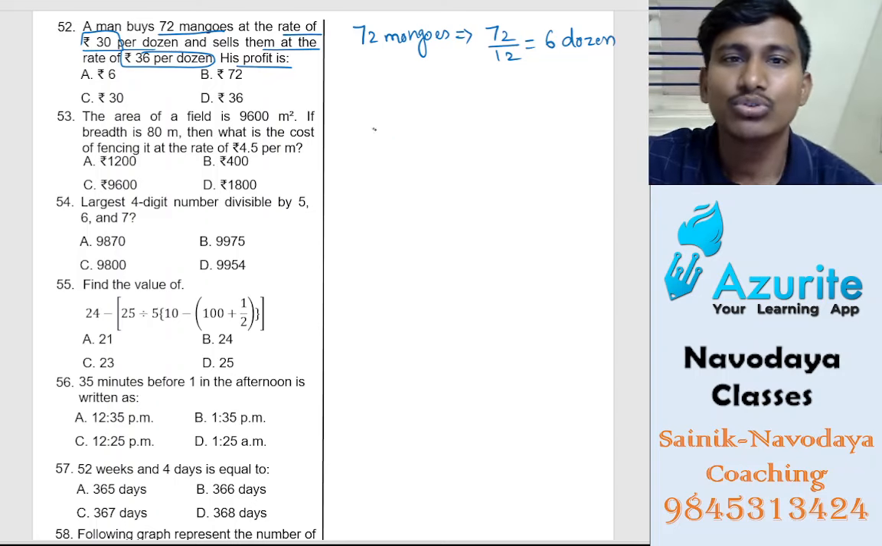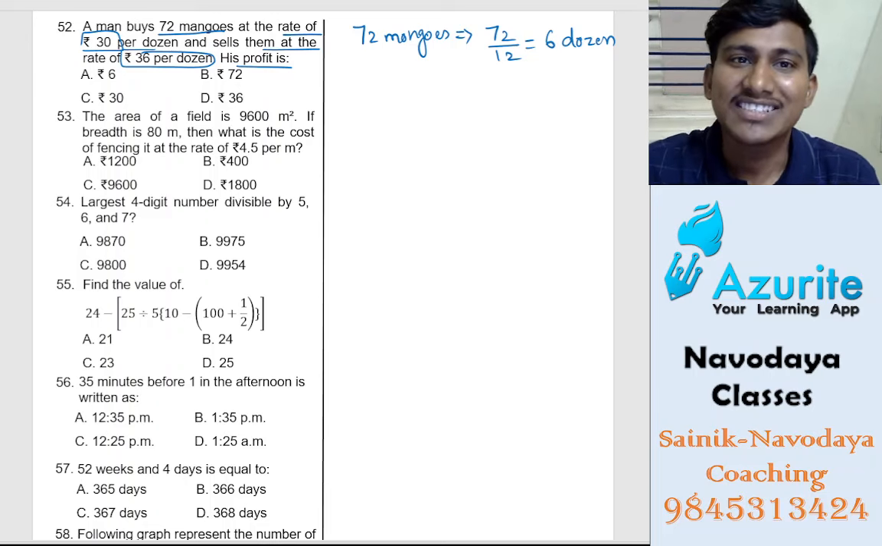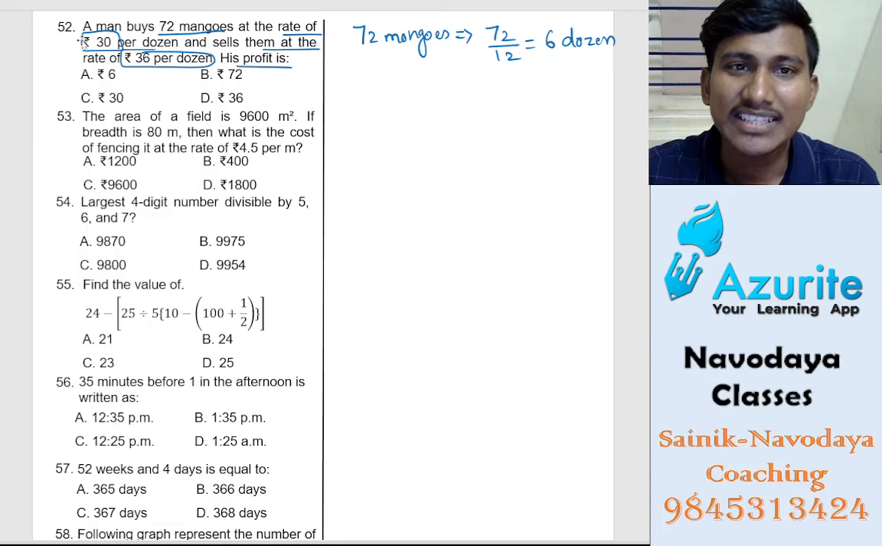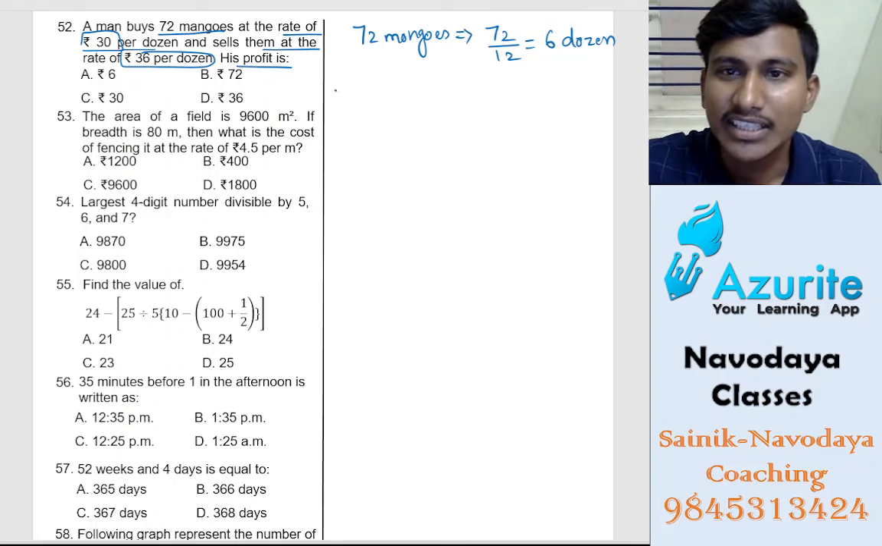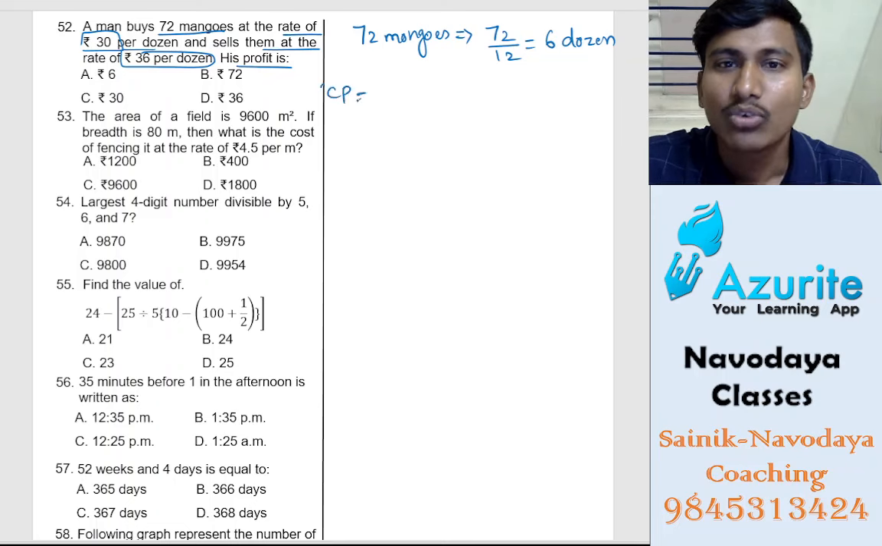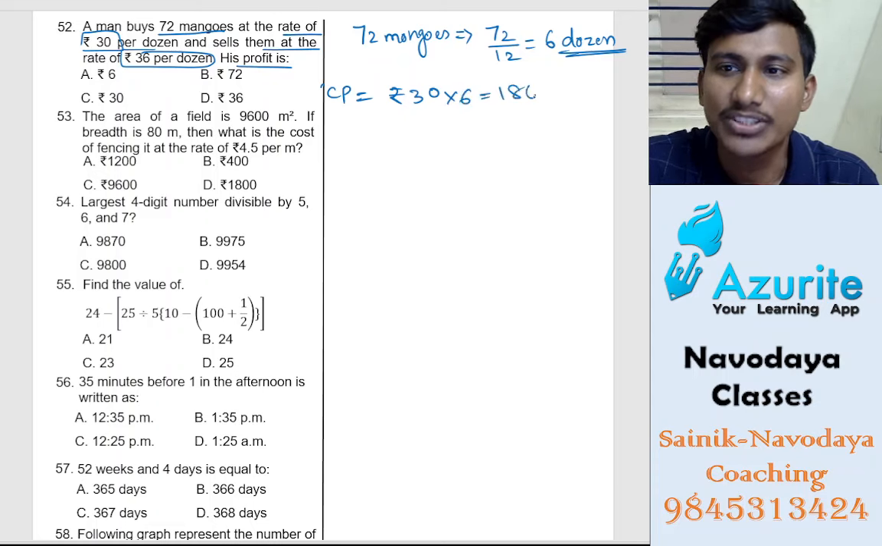Now 1 dozen is 30 rupees. Here they have given the rate per dozen, at 30 rupees per dozen. Buys means purchase, that is the cost price. 1 dozen is 30 rupees and there are 6 dozens, so 30 into 6, total is 180 rupees.